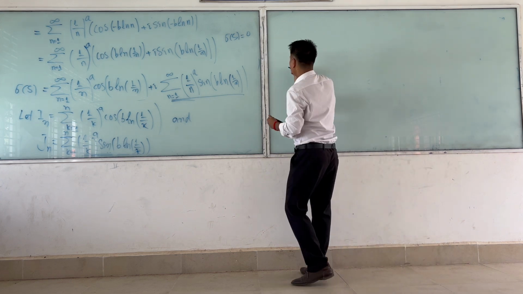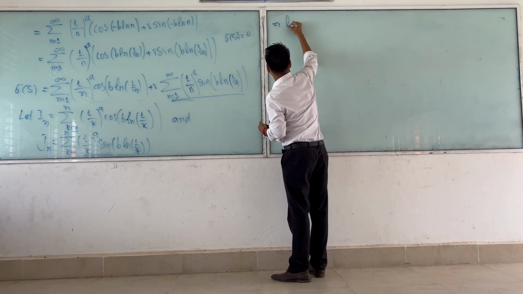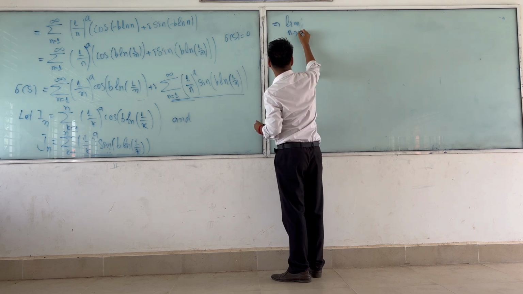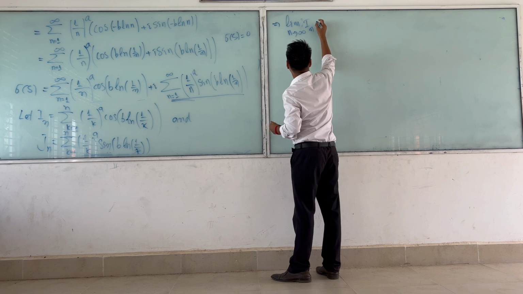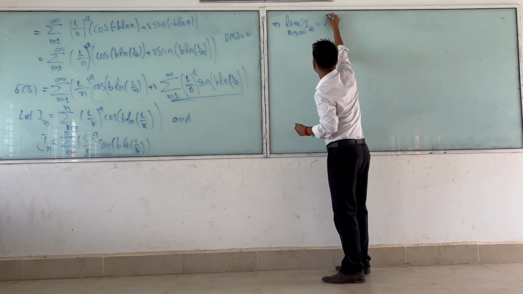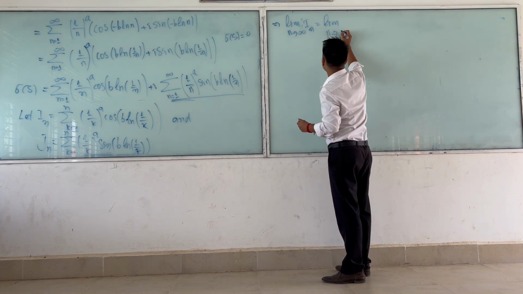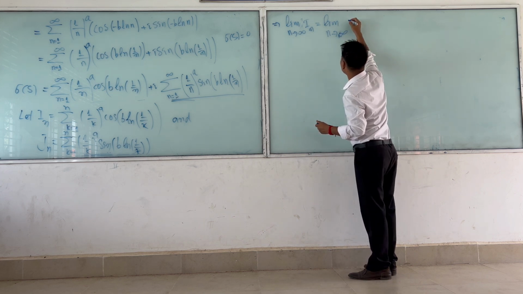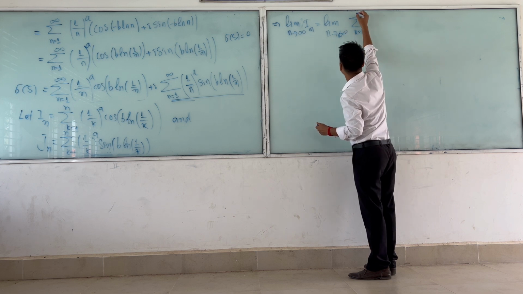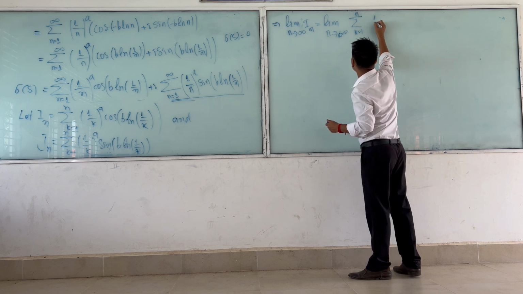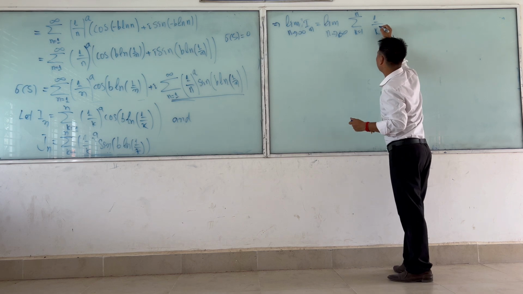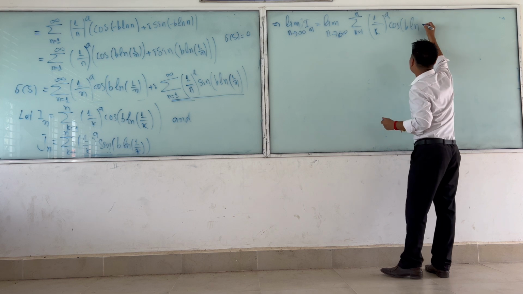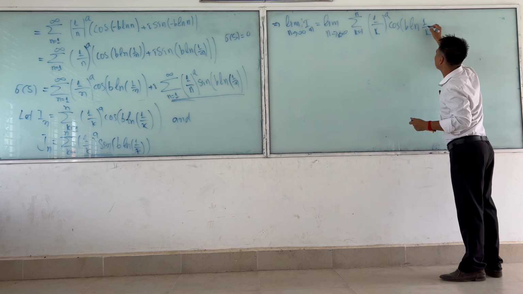Yeah, and then you see, you can say the limit as n goes to plus infinity of In is equal to the limit as n goes to infinity of the sum from k equals 1 to n of 1 over k to the power a times cosine of b natural log of 1 over k.